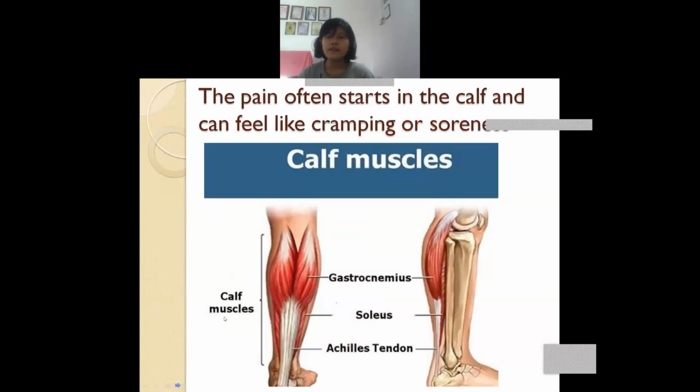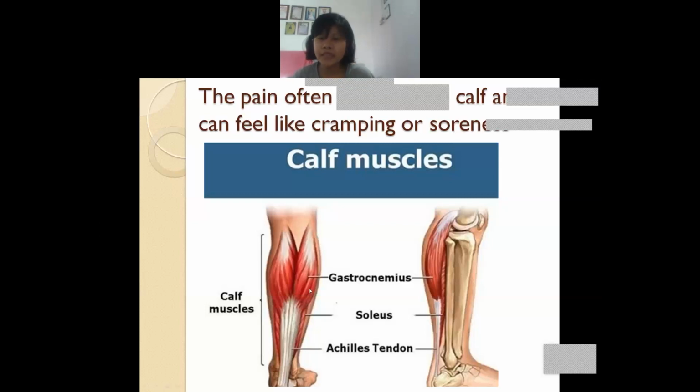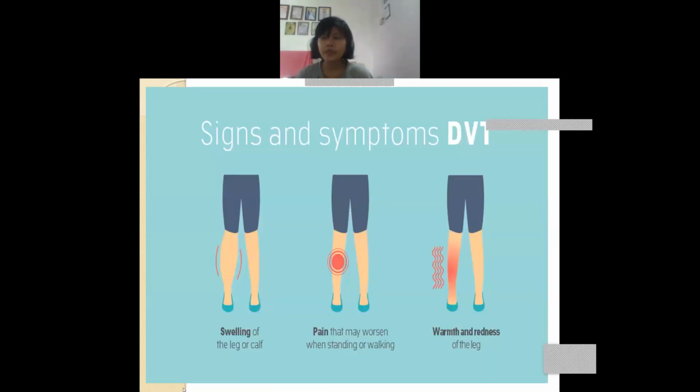And the person will feel pain mostly in the calf muscle, C-A-L-F, calf, this portion. And the person will feel cramps or soreness. Cramps means contraction of muscle. Soreness means the same thing, pain. So the person will feel pain in this area, that is the calf muscle.